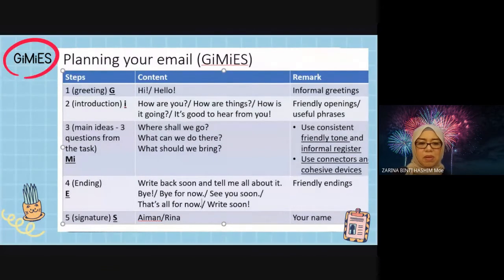Okay, step number 4. If I go too fast, please stop me. Kalau selaju sangat tu, boleh stop. Siapa nak tanya soalan pun boleh in between.